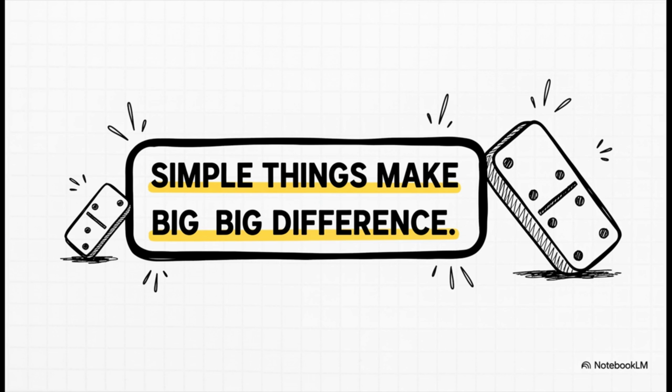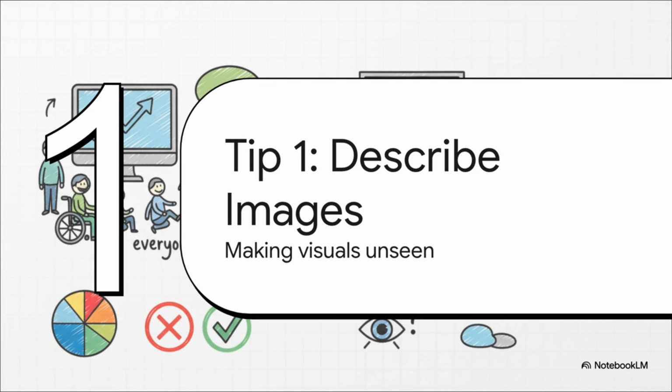So in this explainer, we're going to walk through a few simple but super powerful things you can do to make your site way more accessible for everyone. Okay, first up, images. We all use them, right? They're a huge part of the web. But what happens if a visitor can't see them? How do they get the whole story?